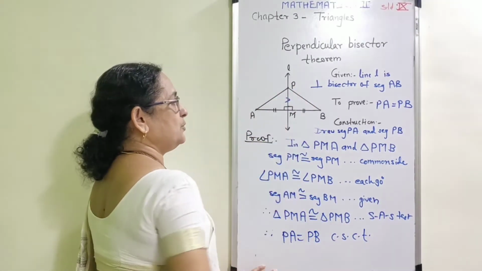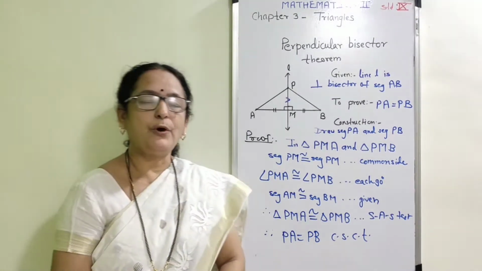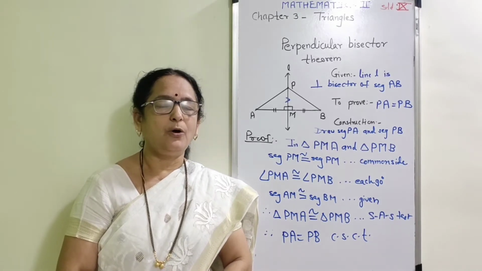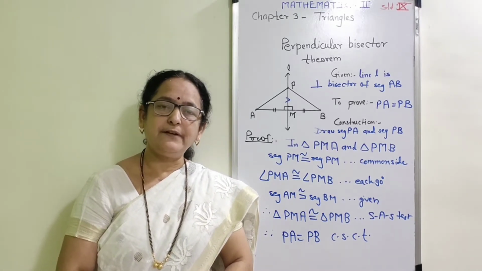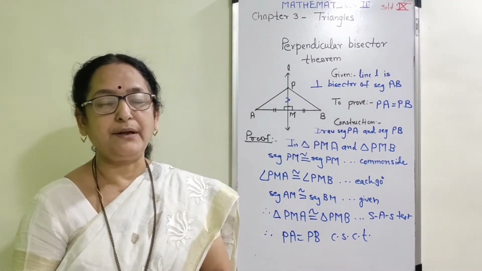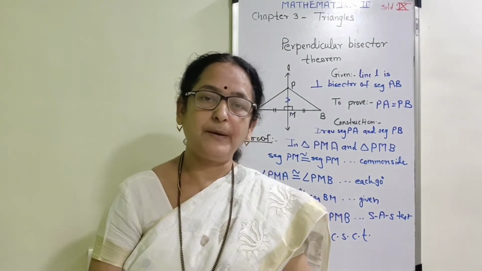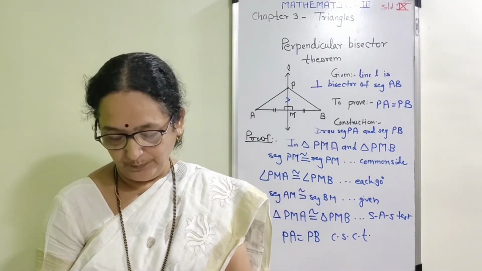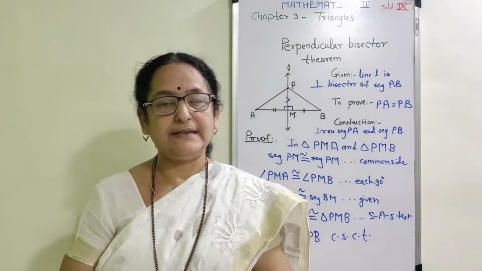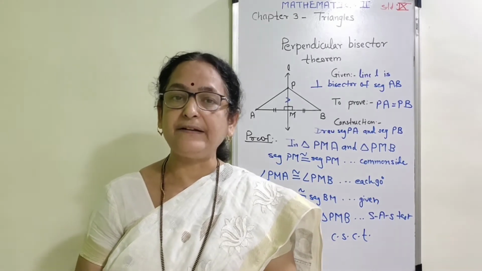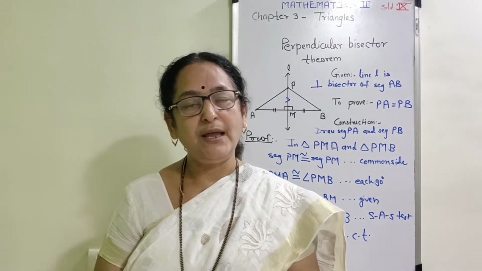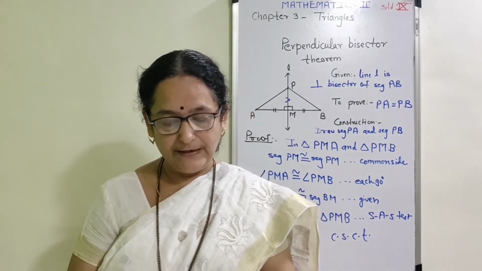Since PA is equal to PB, we can say that point P is at equal distance from the endpoints of segment AB, or in other words, P is equidistant from the endpoints of segment AB. Here we have completed the proof of the perpendicular bisector theorem. Now we will learn the converse of the perpendicular bisector theorem. It is given as an activity. That's why I am going to write the entire proof on the blackboard, and then we will substitute it by filling in the blanks.